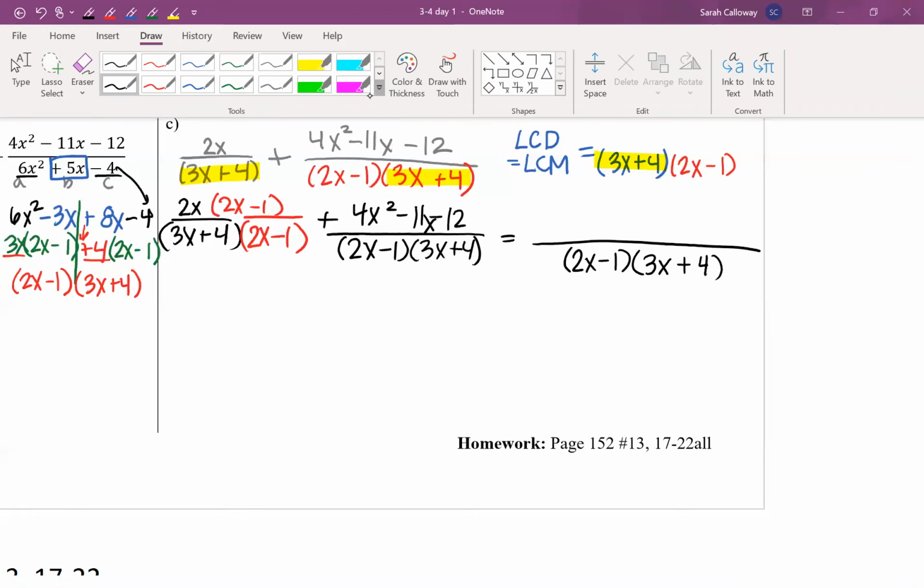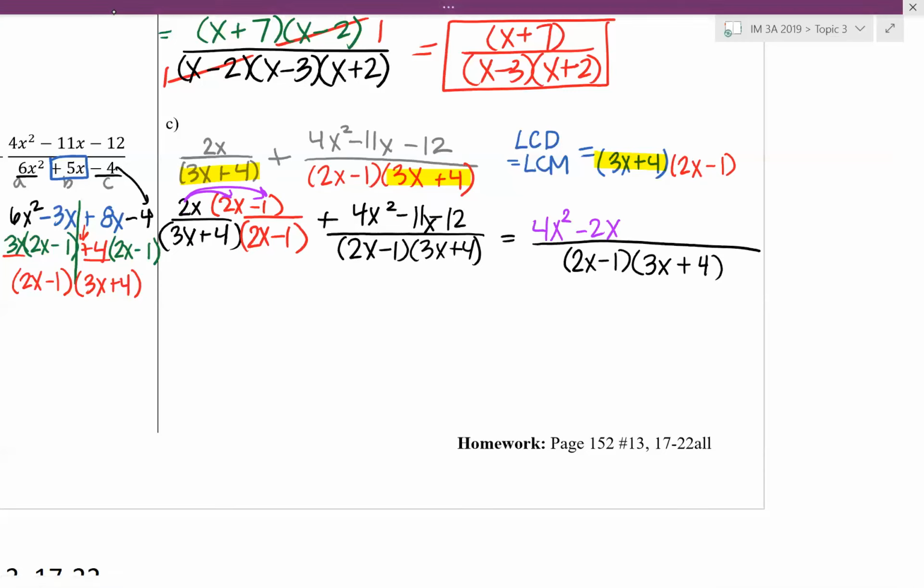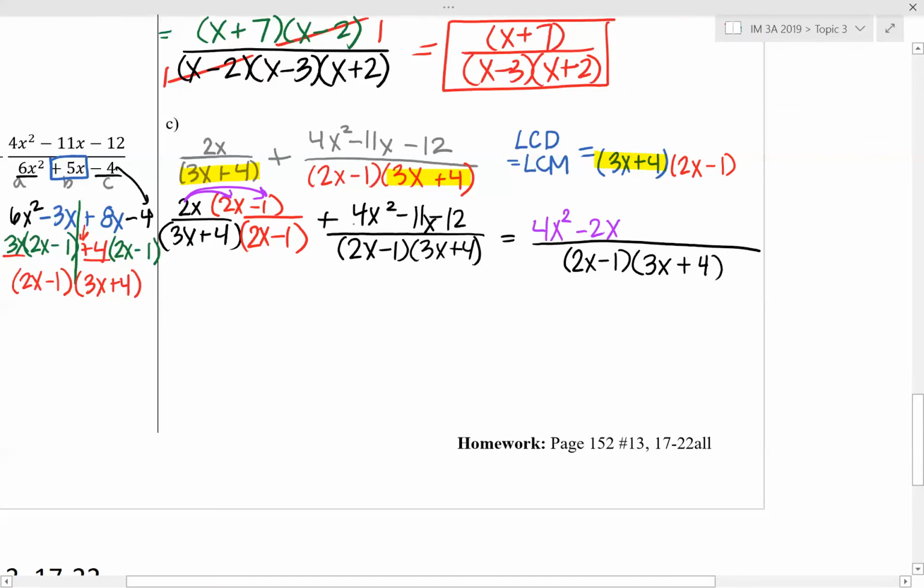So I'm going to multiply my 2x times the 2x minus 1 that I multiplied by to make my common denominator. So my numerator is going to become 4x squared minus 2x. I did not change the second fraction, so that numerator is going to stay the same. I'm just going to write it now together as a single fraction. So plus 4x squared minus 11x minus 12.